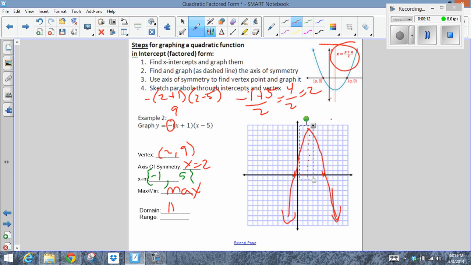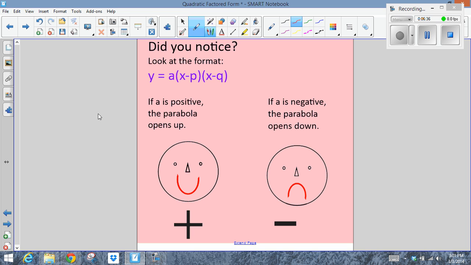The domain is all real numbers. And since it doesn't go any higher than that, so there's no range up here, I'm going to say my range is less than or equal to 9. It's all down below. Right? And that is how you graph by factored form.